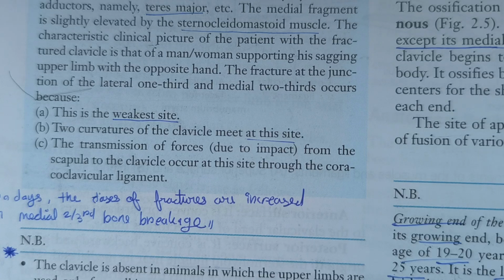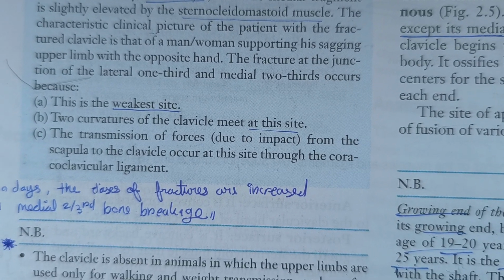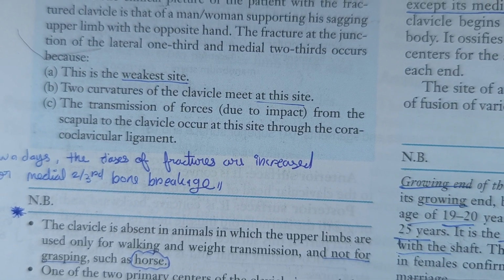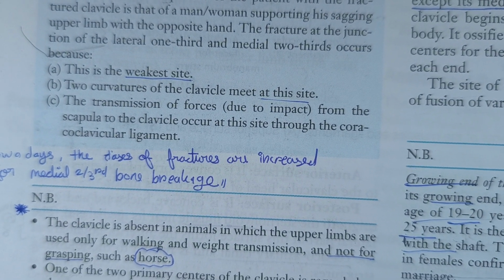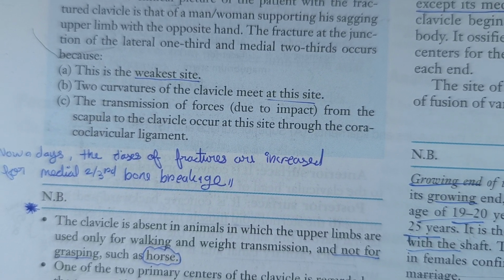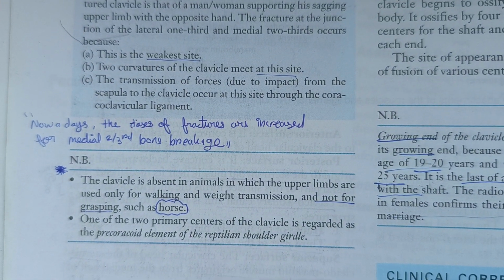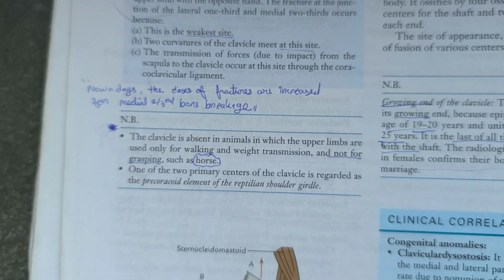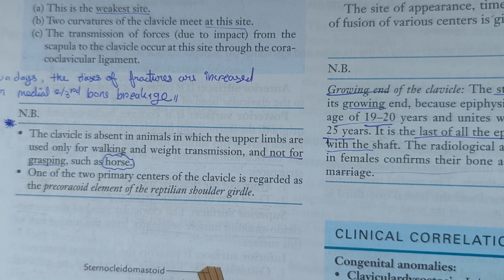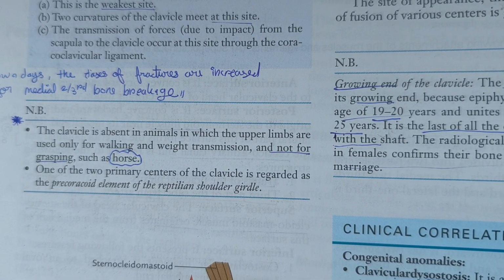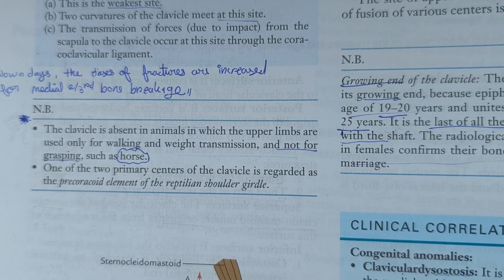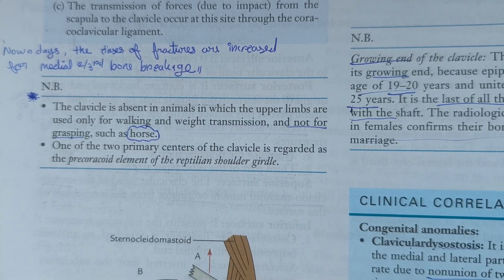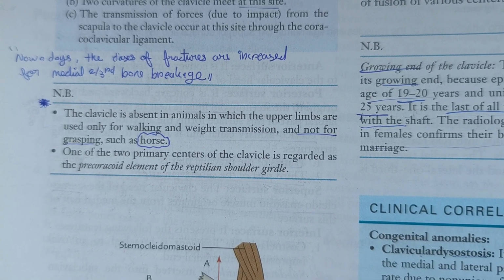The characteristic clinical picture of the patient with fractured clavicle is that of a man or woman supporting his sagging or hanging upper limb with the opposite hand. The fracture at the junction of the lateral 1/3 and medial 2/3 occurs because this is the weakest site. The two curvatures of the clavicle meet at this site. The transmission of force due to impact from scapula to the clavicle occurs at this site through coracoclavicular ligament.